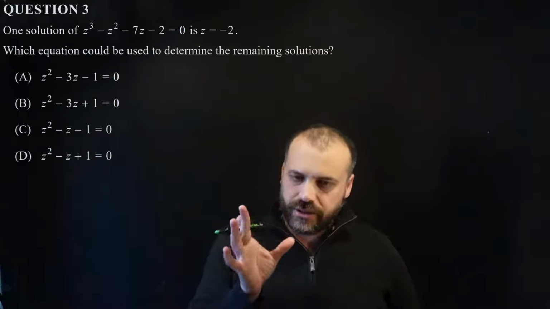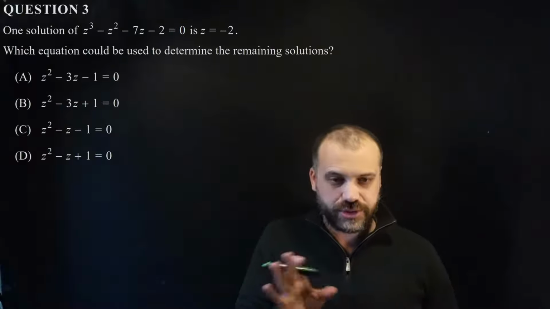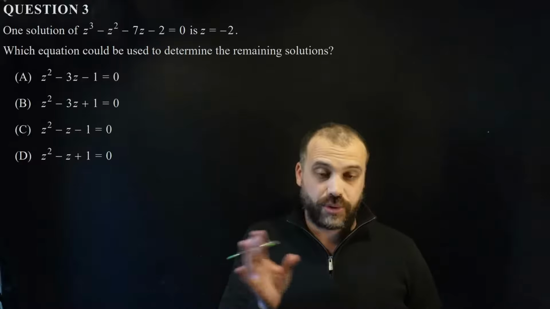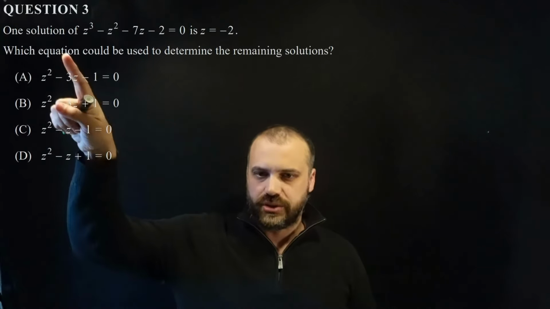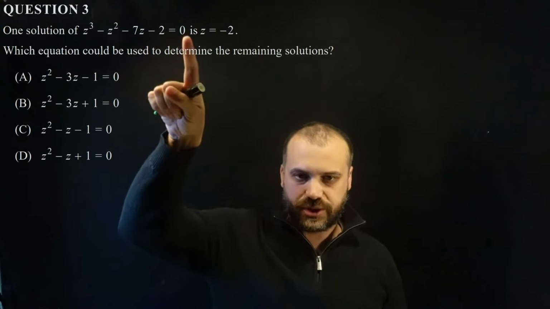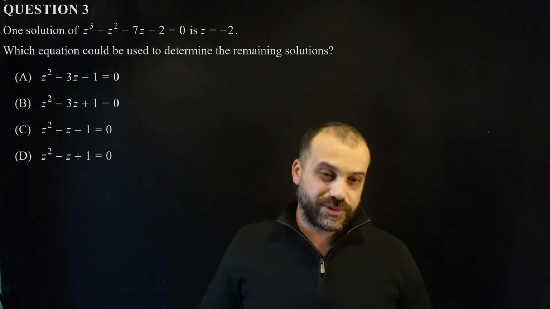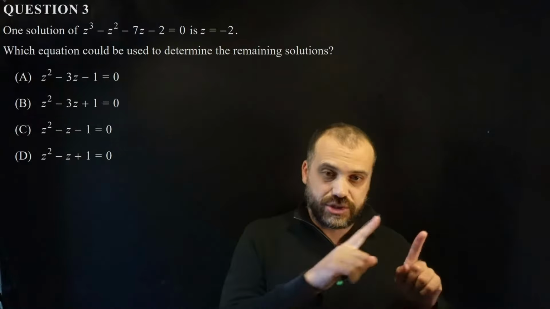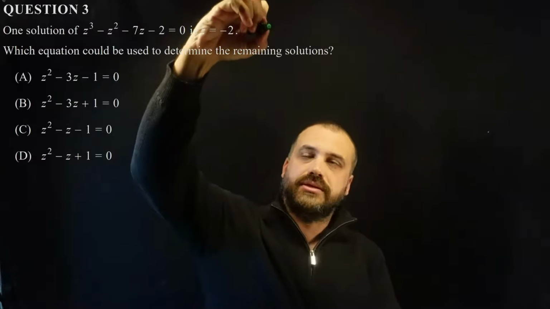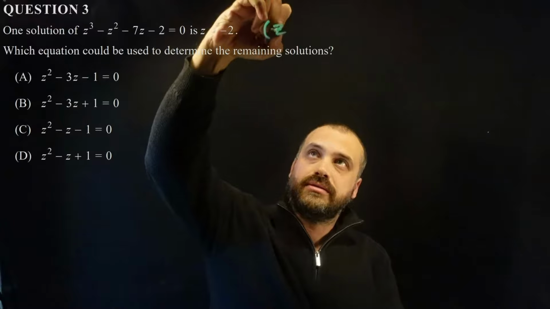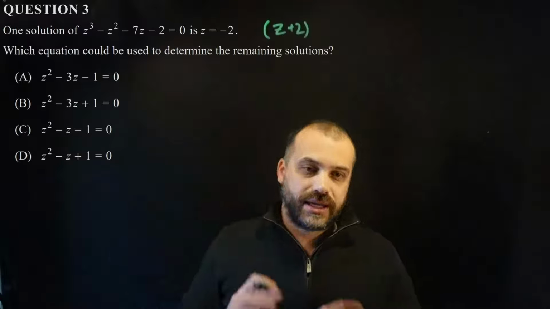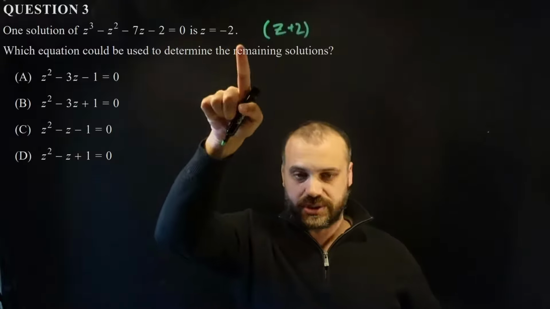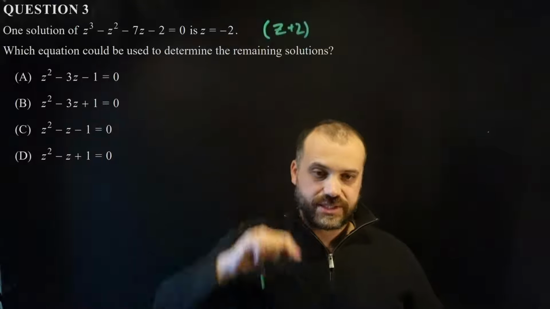Next question. All right, so this question's interesting because I think we can do it two different ways, and I think I am going to do it two different ways, and then you can pick which way you like doing it better. All right, so one solution of this cubic is z equals negative 2. Now, if z equals negative 2 is a solution, that means that z plus 2 is a factor, right? If z plus 2 is a factor, z equals negative 2 is a solution, and vice versa.